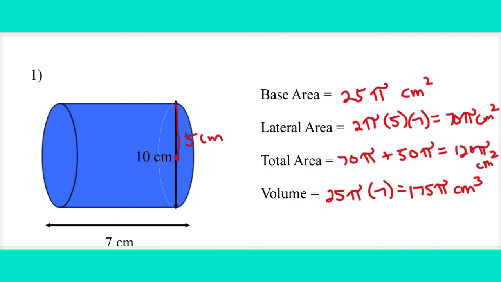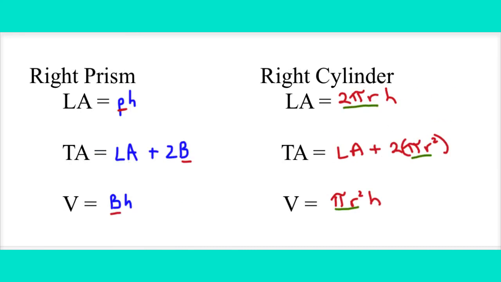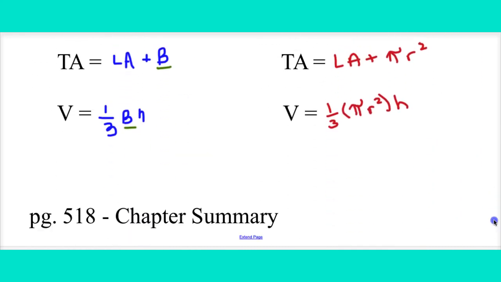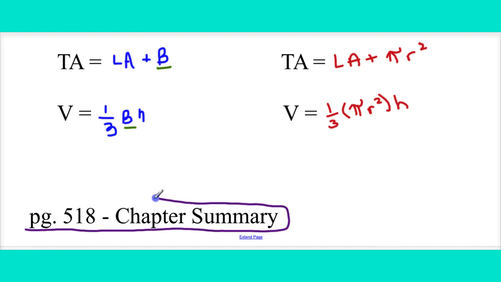So make sure that you have those formulas copied down. If you lose your notes and can't find your formulas, all the formulas that we've been working with in this chapter can be found on page 518 in the chapter summary. And we'll be working more with cylinders and cones tomorrow.